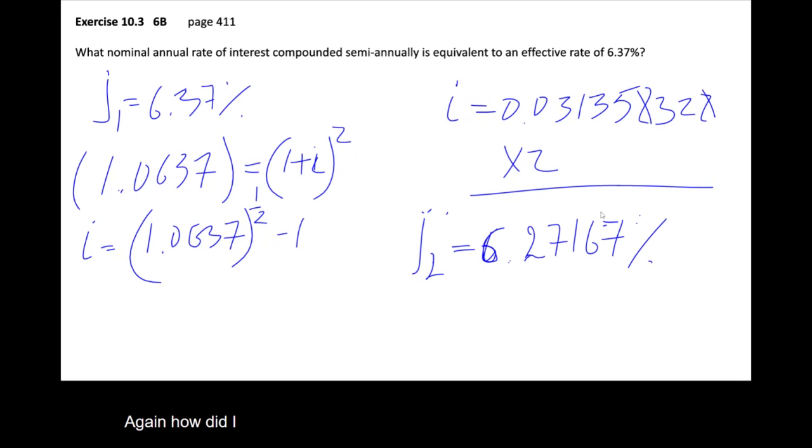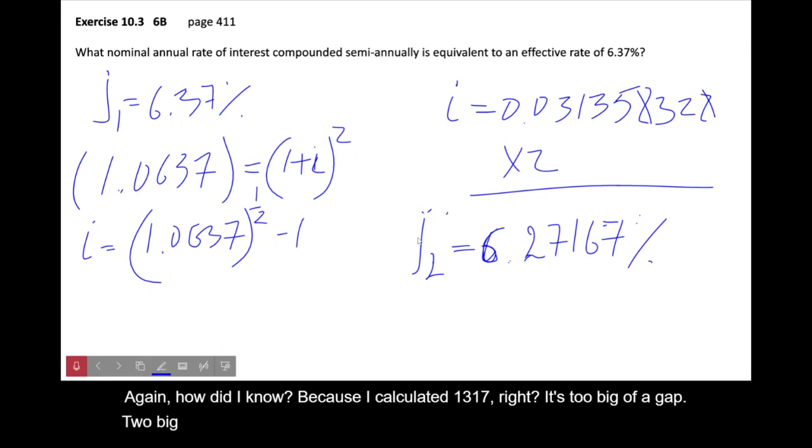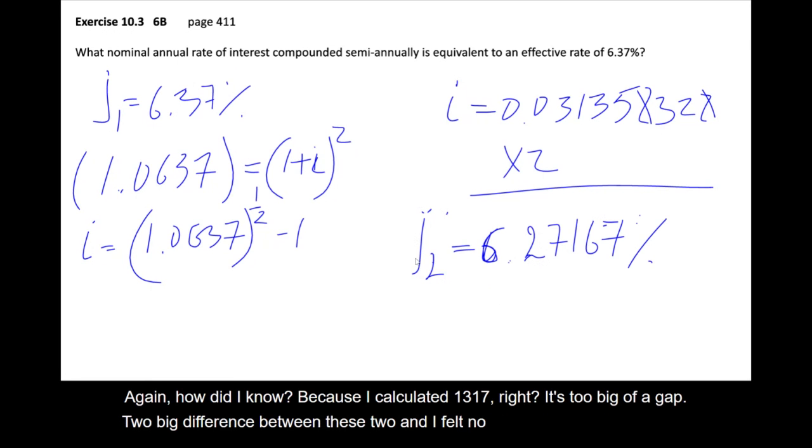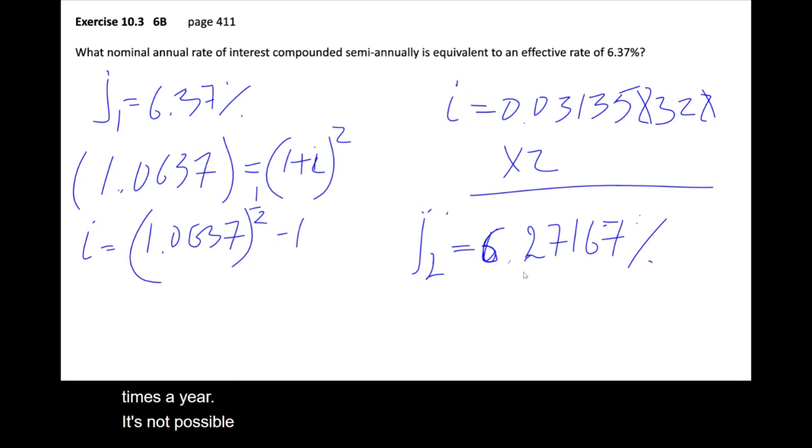Again, how did I know? Because I calculated 1317, right? It's too big of a gap. Too big difference between these two. And I felt, no, something is wrong. It couldn't be like that. Instead of once a year, I calculate 2 times a year. It's not possible to decrease that much interest rate. Okay, guys. Any questions?